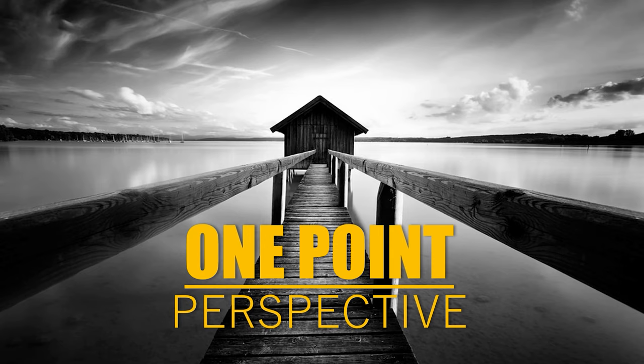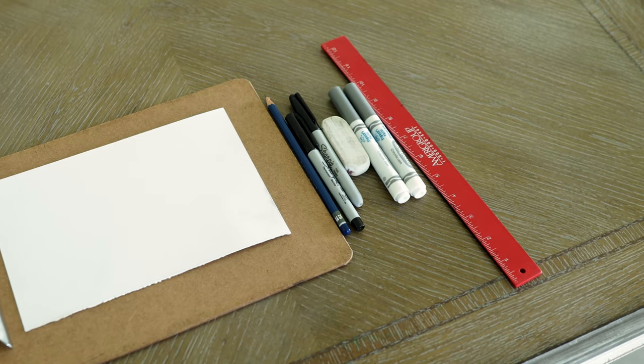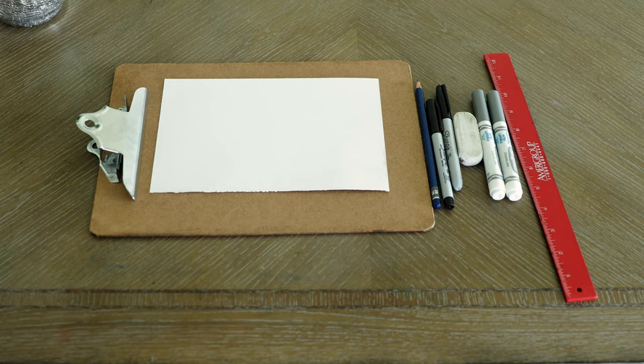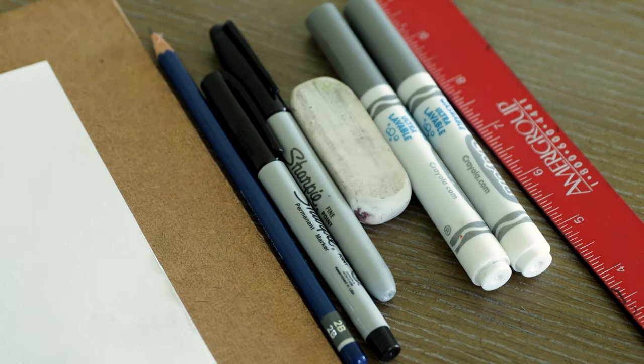Hello everyone. In today's lesson, we're going to look at three ways in which we can create a one-point perspective drawing. One-point perspective technique in art uses math to create an illusion of 3D on a 2D surface.